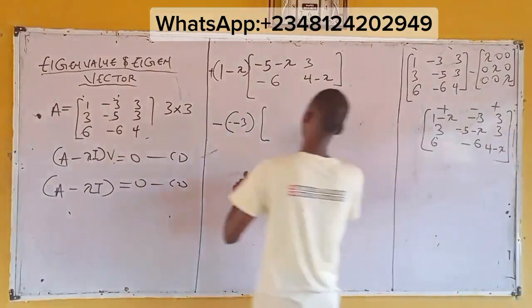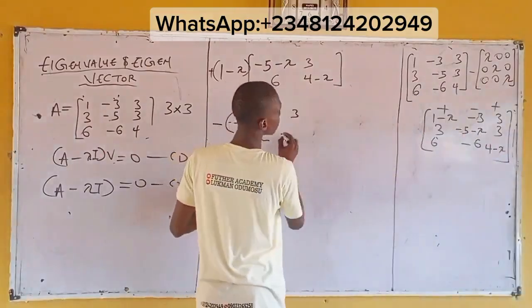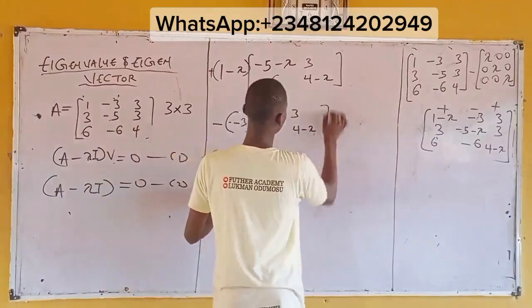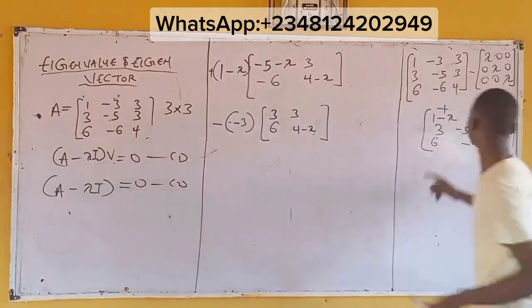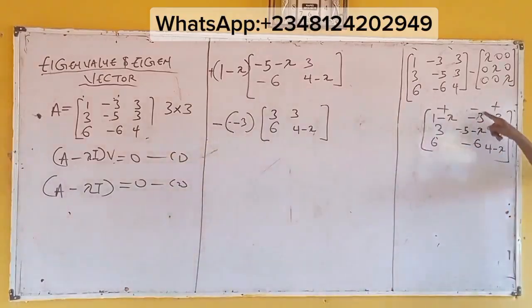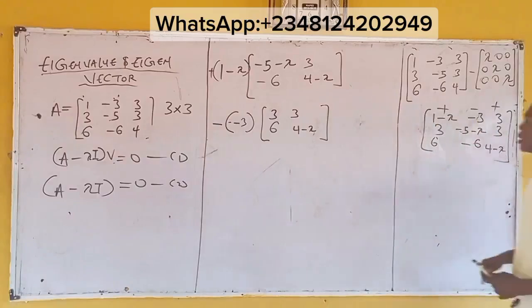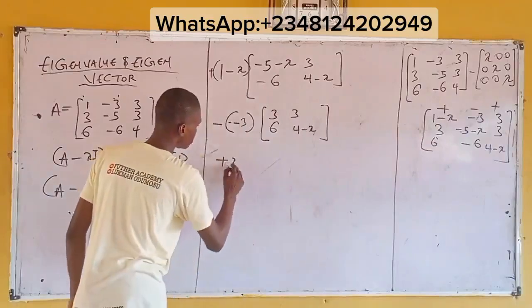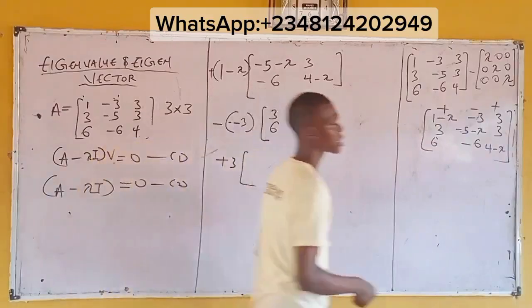3, 6, 4 minus lambda. This guy, this is it, right? From here, column 2 cancels out, row 1 cancels out. You are left with 3, 3, 6, 4 minus lambda. So this is it. Then the last one, we have positive 3, all into bracket, same idea.